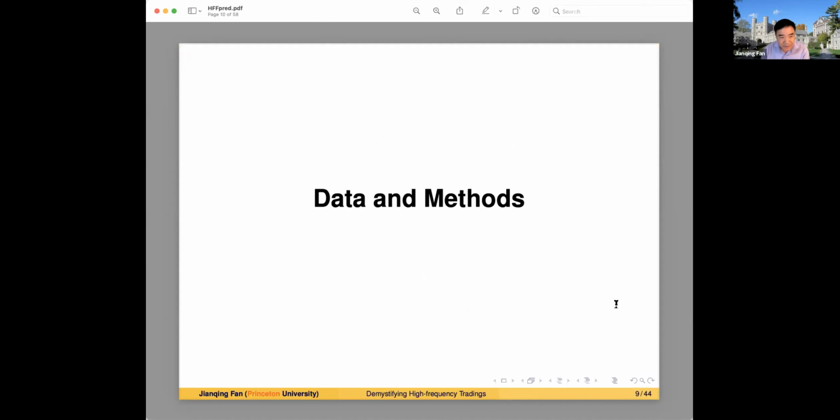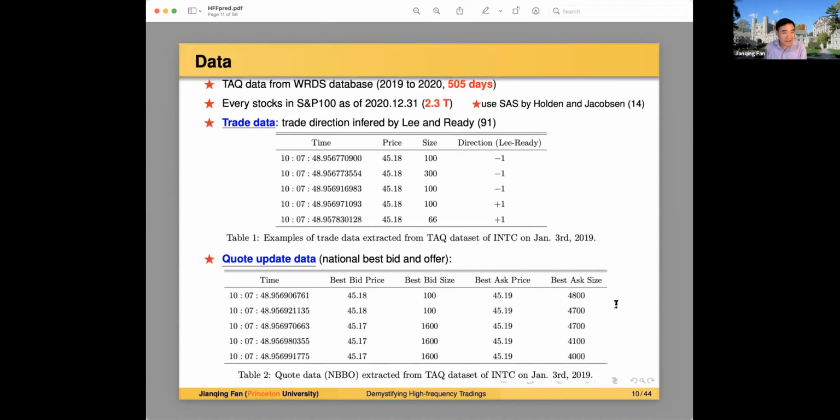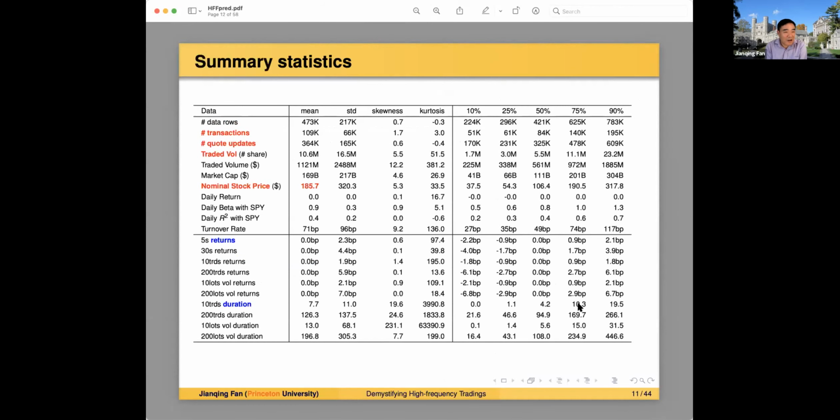To answer these questions, we use TAQ data for the past 2 years, 2019 to 2020, with a total of 505 days. We use the stocks in the S&P 100. That gives us about 2.3 terabytes of data. This is one example of transaction data, and particularly we'll use the Lee-Ready type of inferred trade directions. And this is the quote update type of data, level 1 data. And here are summary statistics.